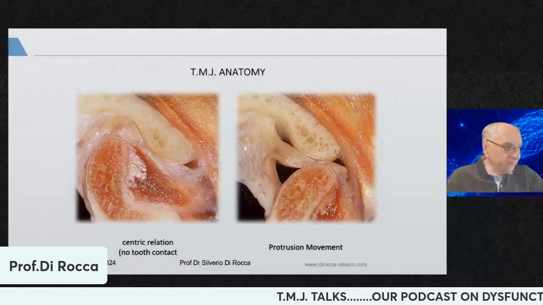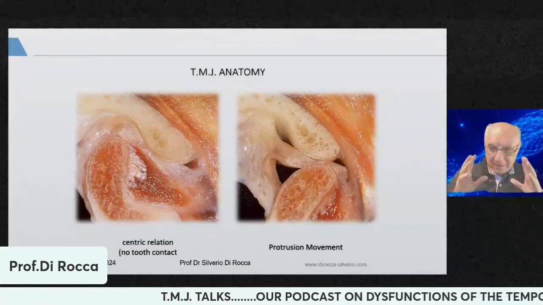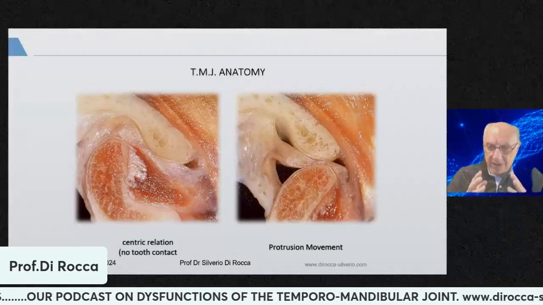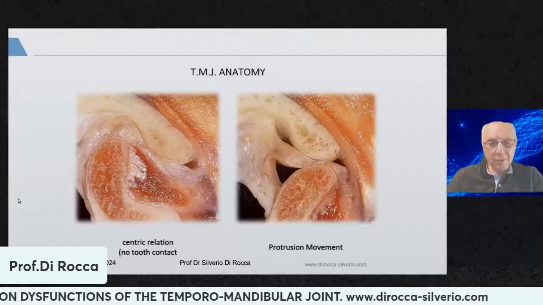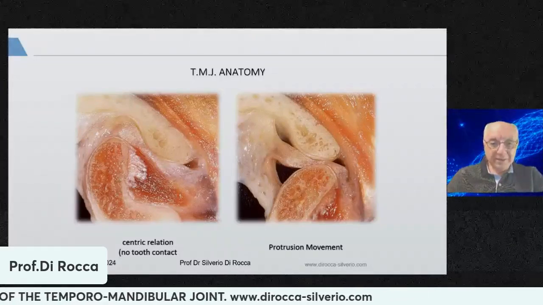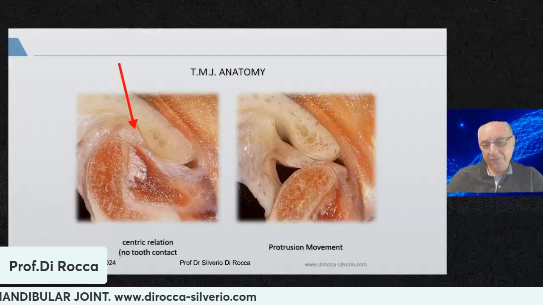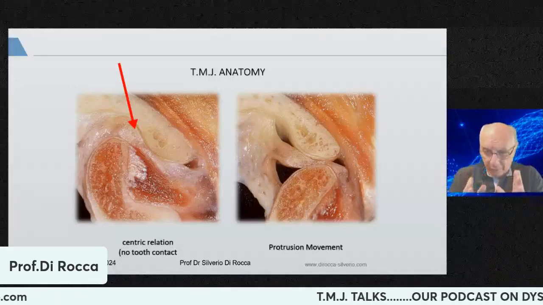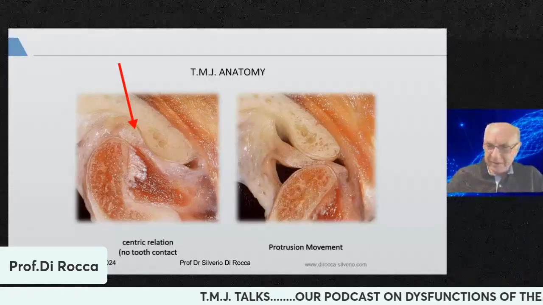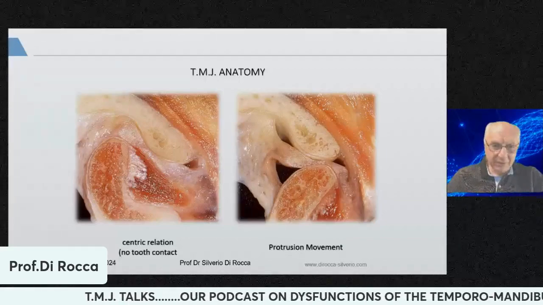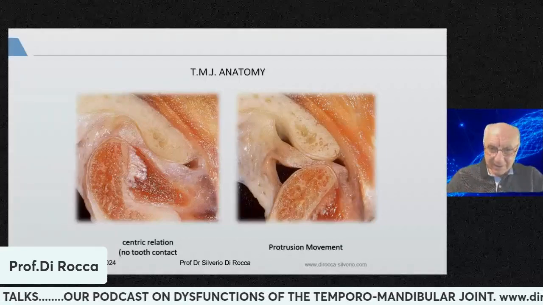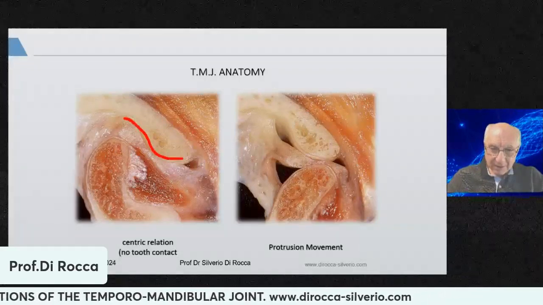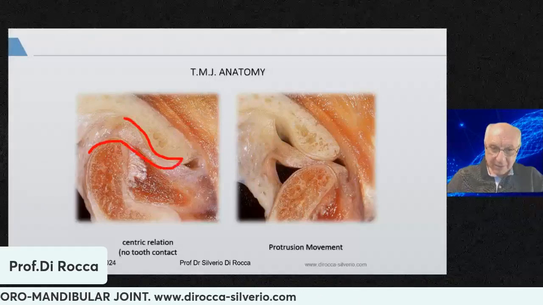As you see there, we call that central relationship. When the condyle, the jaw, is centrated, we call that situation central relationship. But the condyle moves, goes forward, back. You see here the disc. Let me show you here better. You see here the disc. The disc is here, concave, and here is concave. You see?